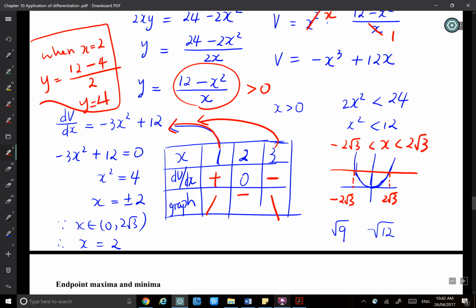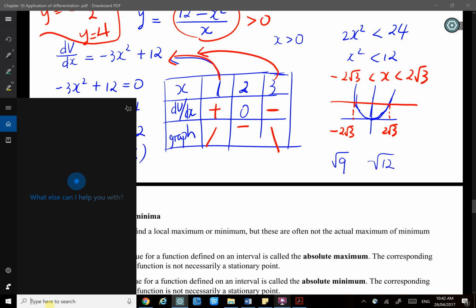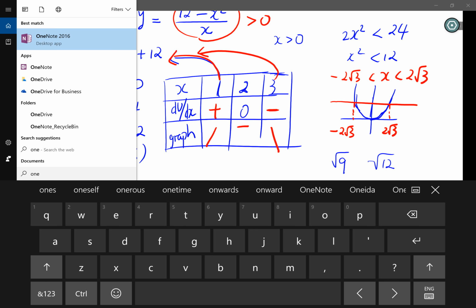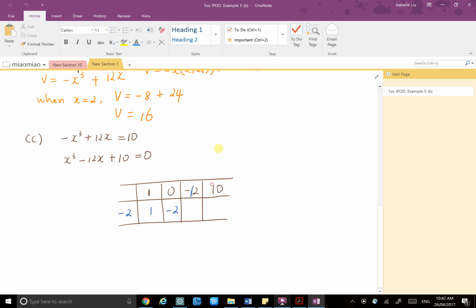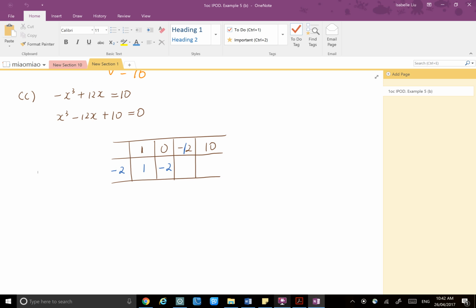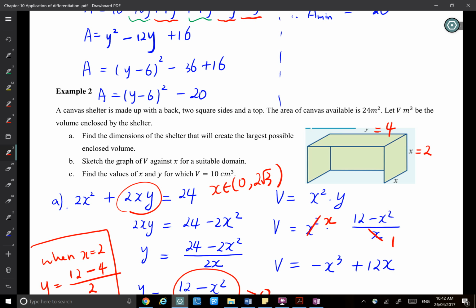Just come back a little bit to last lesson. For last lesson, I'm not sure if you remember that one, we have x cubed minus 12x plus 10. We want to solve for that. Part C is asking you to find the values of x and y for which V equals 10 centimeter cubed.